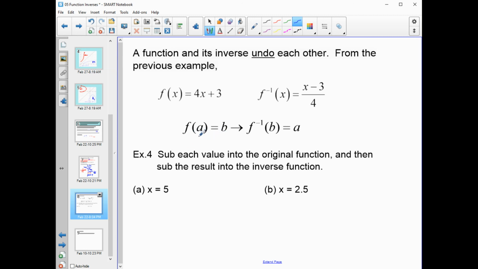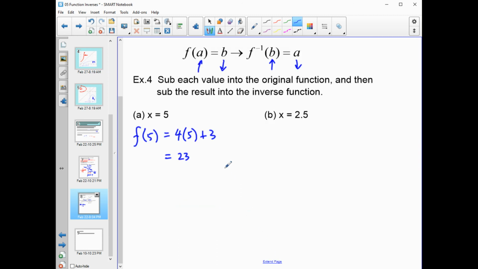If I take an input of A into my original function, B is my output. If I then take that B value as my input to the inverse, then I'm going to end up right back where I started with A. So just to illustrate that, take a look at x equals 5. I'm going to start by evaluating what is f of 5, and that's 4 times 5. Wherever I saw an x, I replaced it with 5, plus 3, and 4 times 5 is 20, plus 3 is 23. Now, what is f inverse of 23?